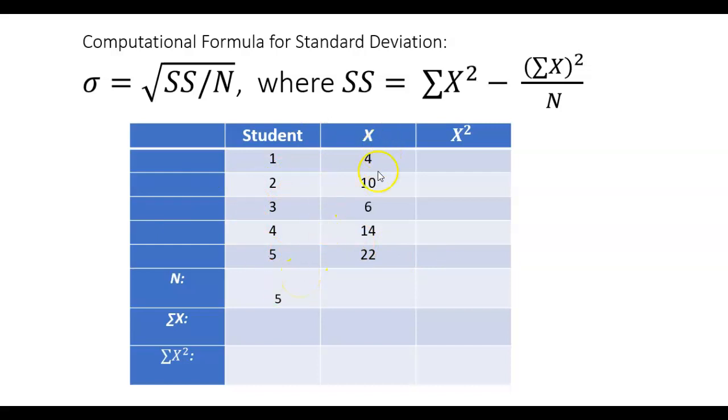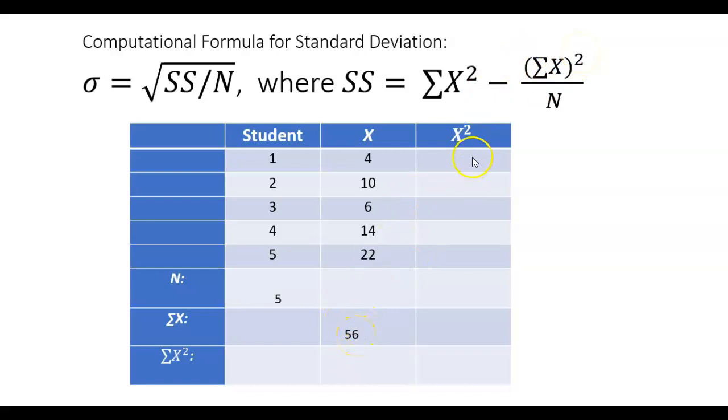Now for the sum of x, I'll give you a second to try to calculate this. You can double check with a calculator or in your head. 4 plus 10 is 14, plus 6 is 20, plus 14 is 34, plus 22 should be 56 if I did that correctly in my head. And again, this is representing the sum of x, so that up here, when I need to do the sum of x in parentheses squared, I square this value.